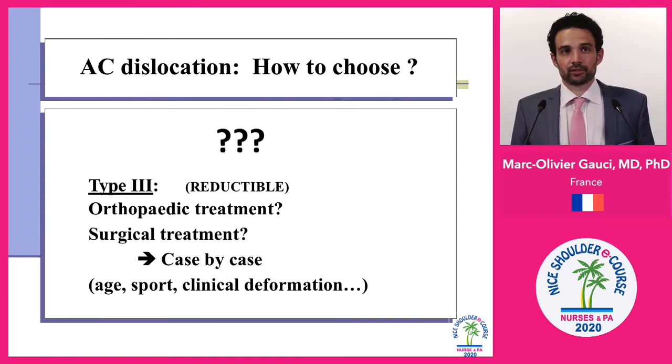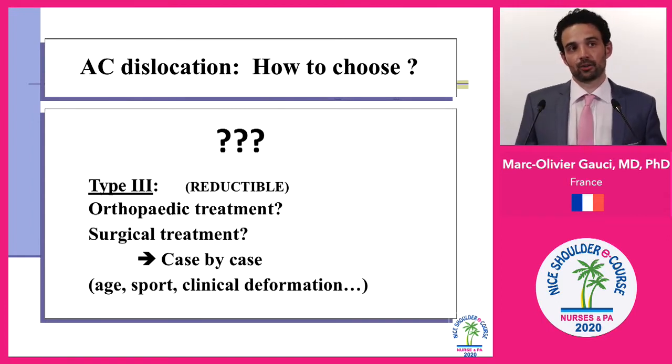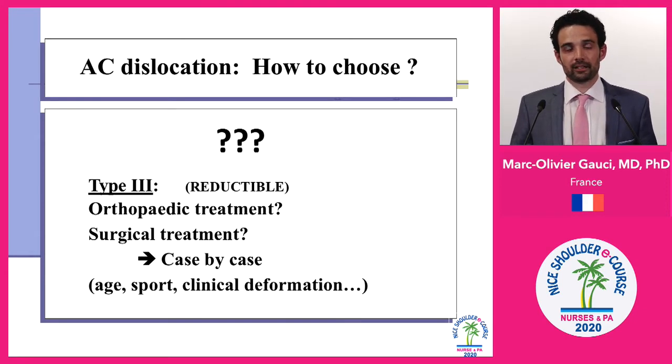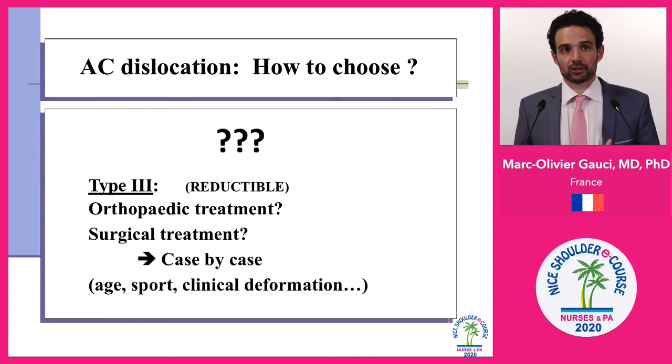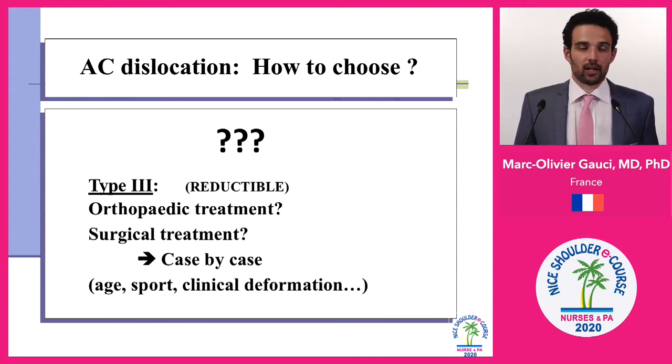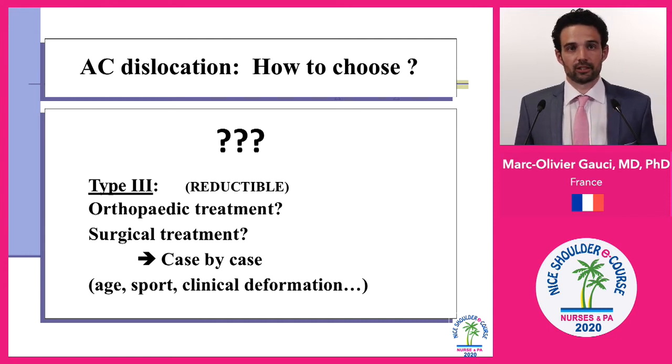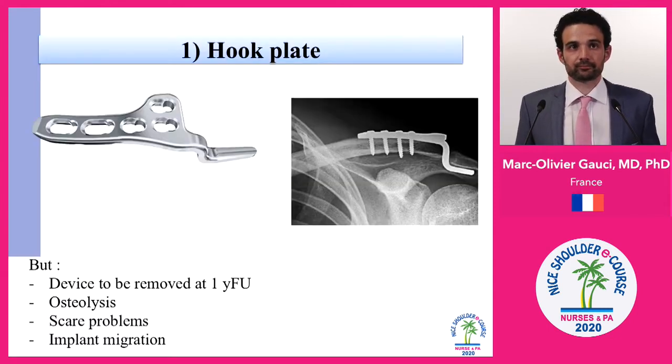The problem is for type 3, that is a superior dislocation that is reducible and with the functional treatment doesn't have a lot of impact on the clinical function. So, what to choose, orthopedic treatment or surgical treatment? It's a case-by-case choice, according to the age, the sport, and the clinical deformation.